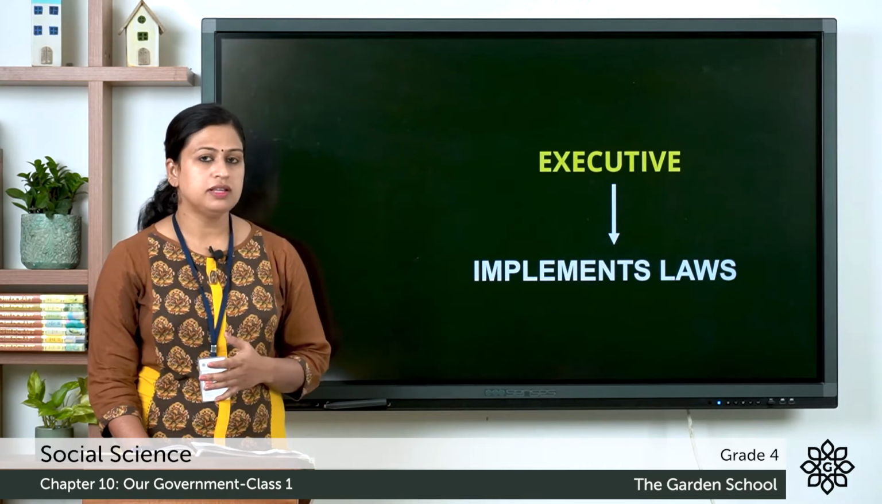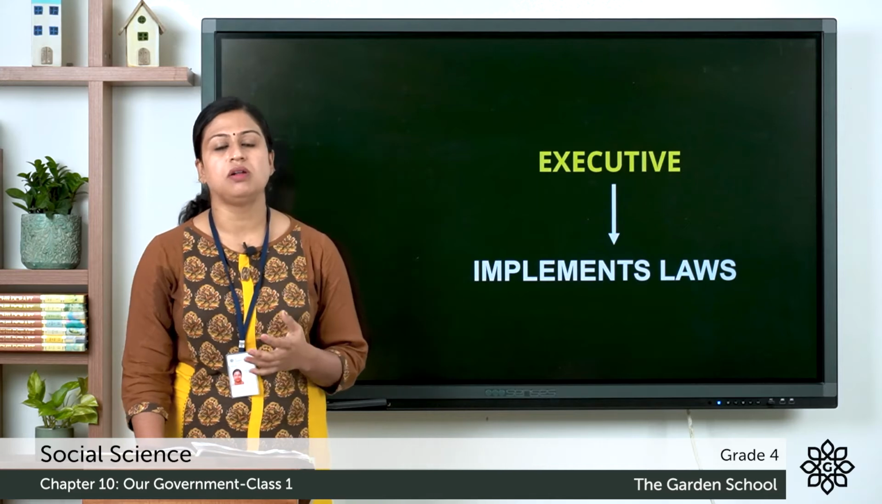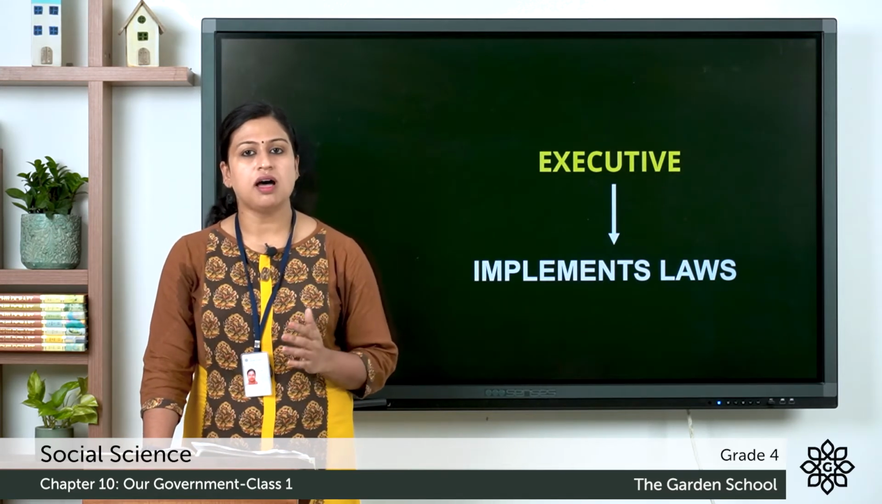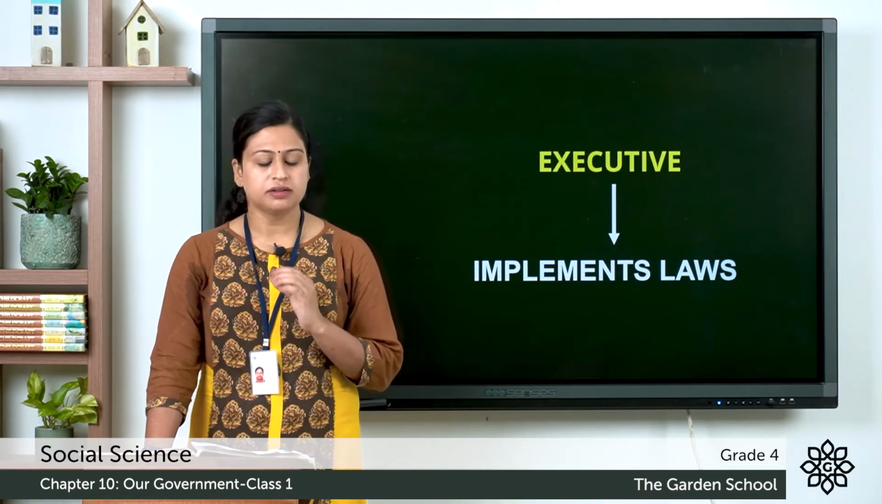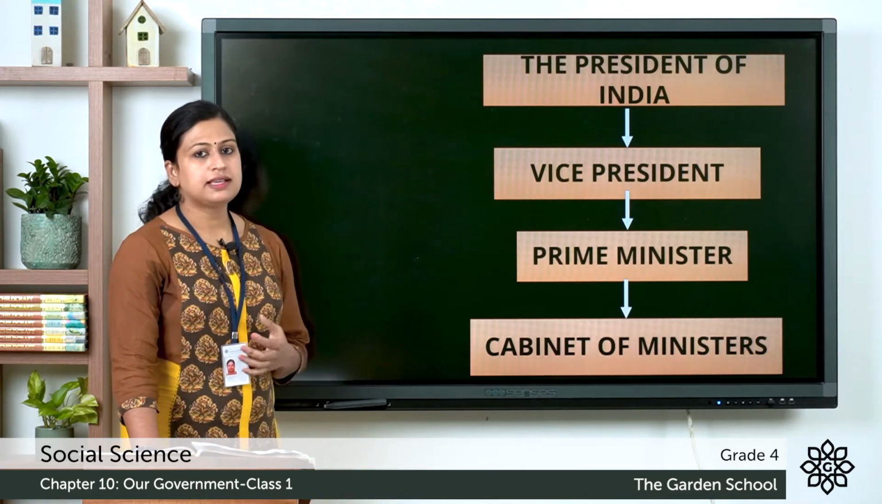Now, the next organ is executive. Now, its main function is to implement laws. That means it makes sure that these laws are applied and followed by all the people of the country. Now, let us see the structure of this executive.